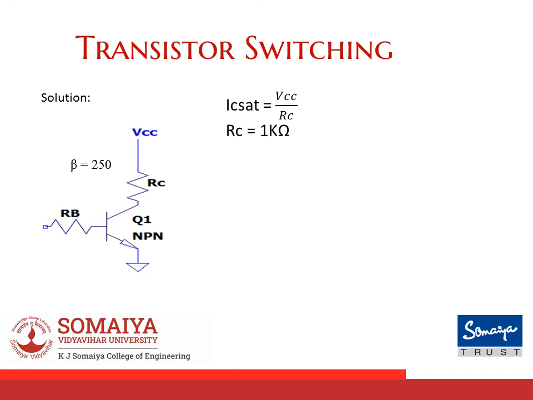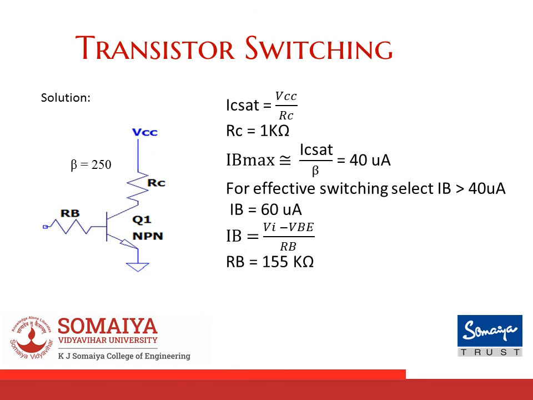Next, we can calculate IB saturation or IB max. It will be equal to IC saturation upon beta, which is equal to 40 microamperes. Once I've calculated IB max, I know current IB in saturation mode should be greater than IB max. So I'll select IB in saturation in switching region to be equal to 60 microamperes. Once I've done that, I can calculate RB using the input KVL equation, which gives me IB equals to VI minus VBE upon RB.